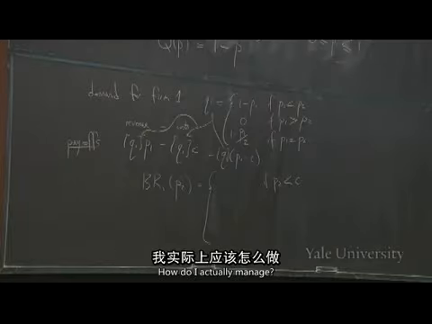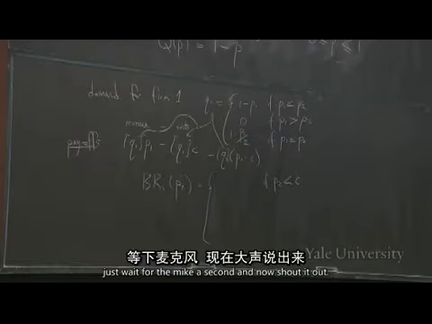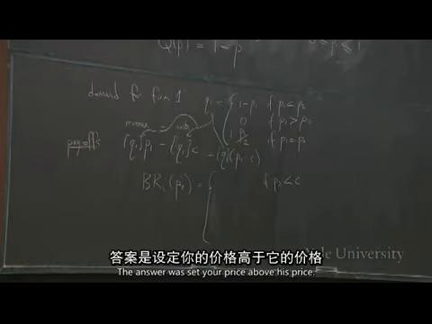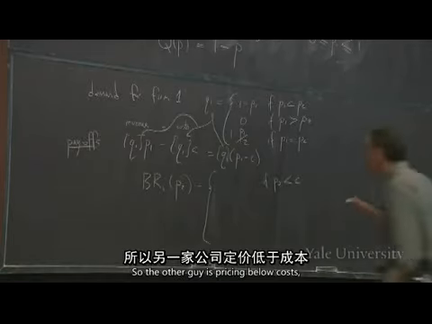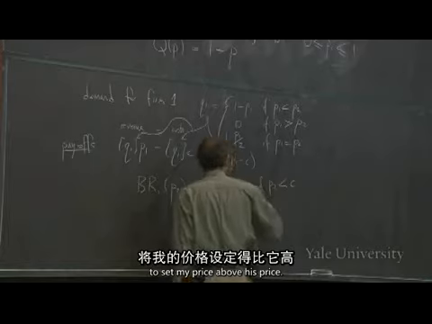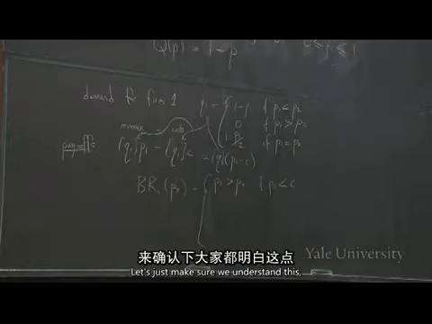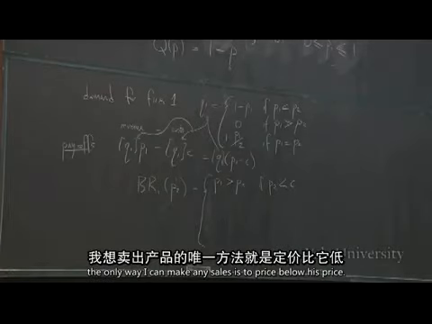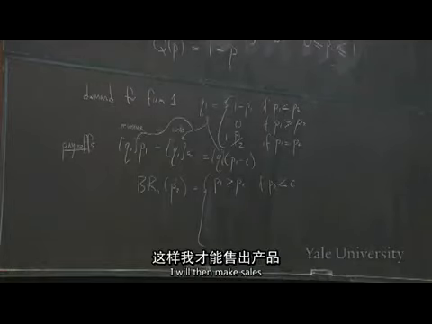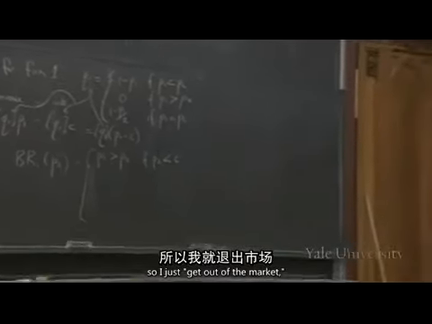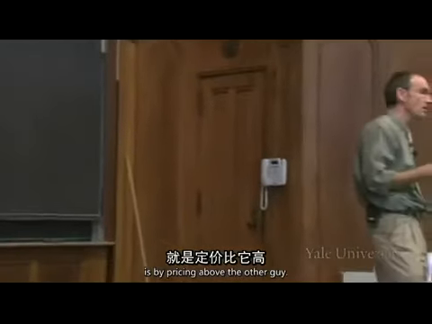How do I actually manage? You could set your price above his price. So the answer was, set your price above his price. So the other guy is pricing below cost. The way in which I avoid making losses is to set my price above his price. Let's just make sure we understand this. If the other guy is selling below cost, the only way I can make any sales is to price below his price. I will then make sales, but each of those sales I'm making a loss on. I don't want to make losses, so I just, quote, get out of the market, and the way I get out of the market is by pricing above the other guy. Everyone understand that?